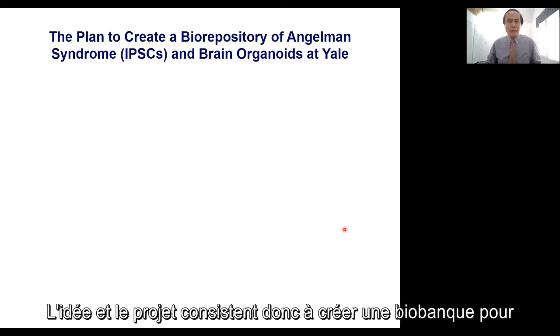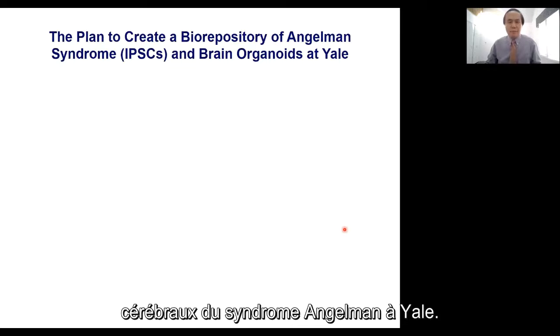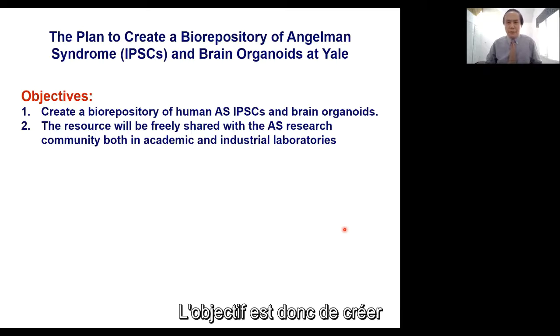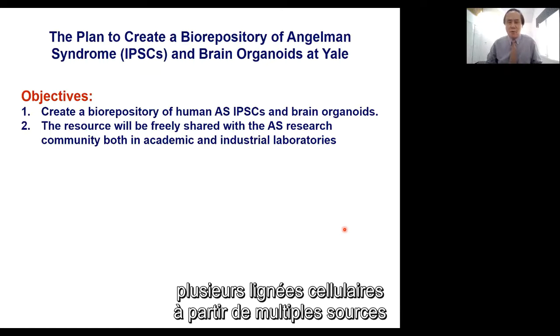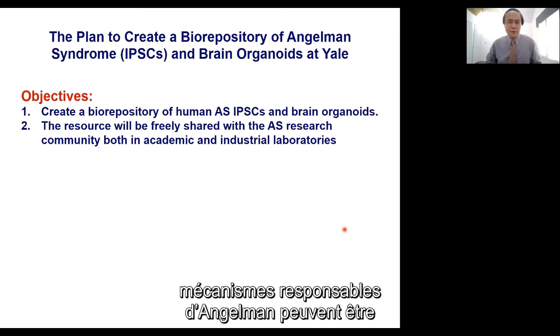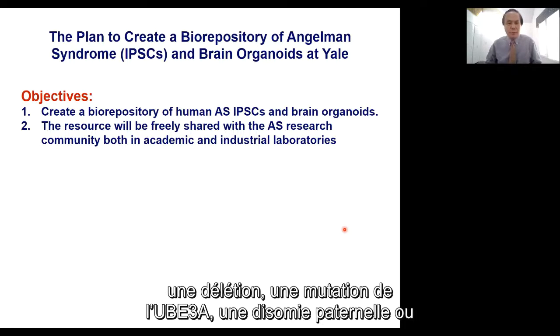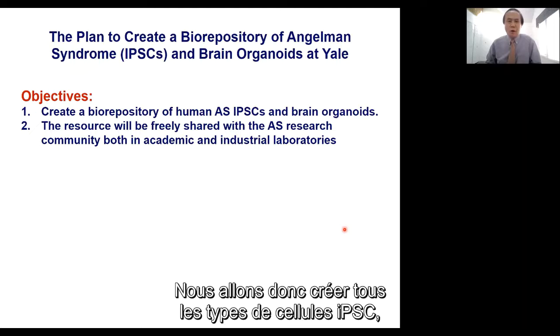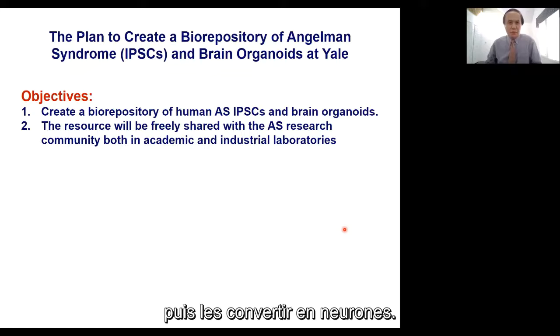So the idea and the plan is to create a biorepository for a panel of Angelman syndrome iPSC and brain organoids at Yale. The objective is to create multiple different cell lines for multiple different etiologies. I know each individual with Angelman could have a deletion, could be UBE3A, could be UPD, or in a few patients maybe what we call a gain of function mutation. So we will create all the different types of iPSC cells first, then later convert them to neurons.